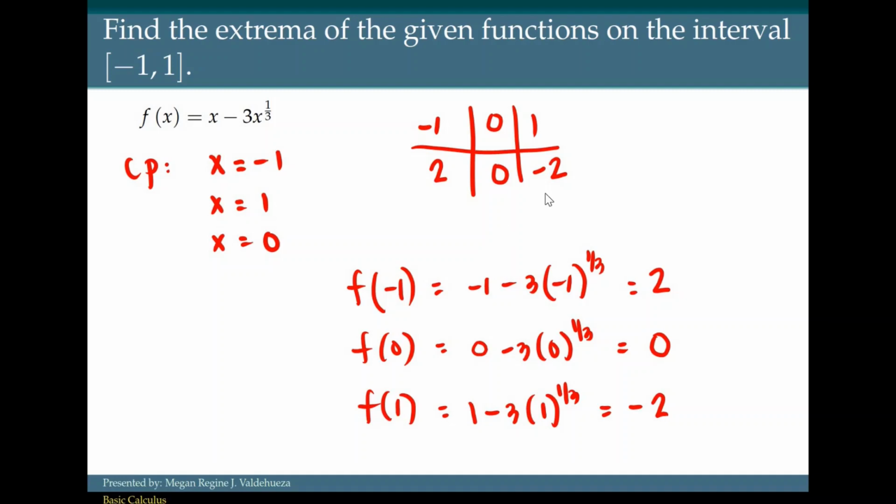So from here, the minimum value is negative 2, and the maximum value is positive 2. The minimum point is 1, negative 2, and the maximum point is negative 1, positive 2.